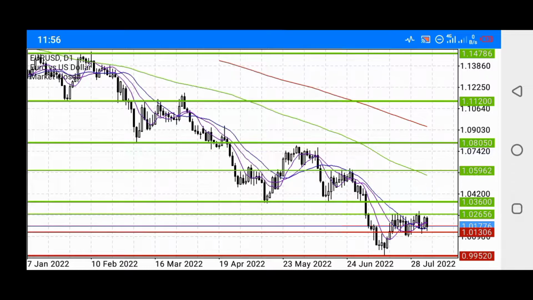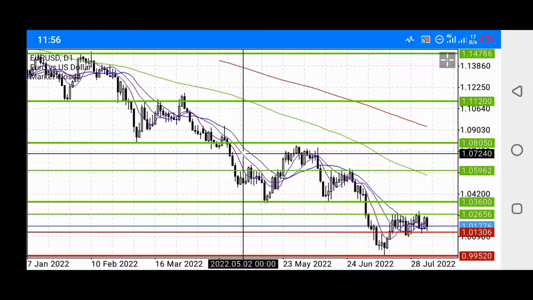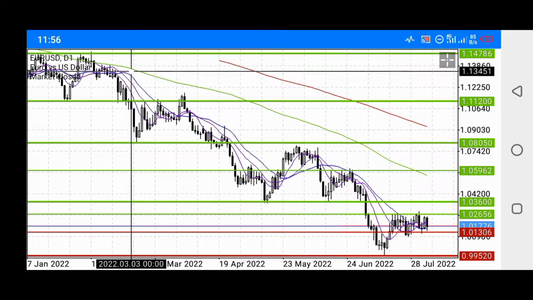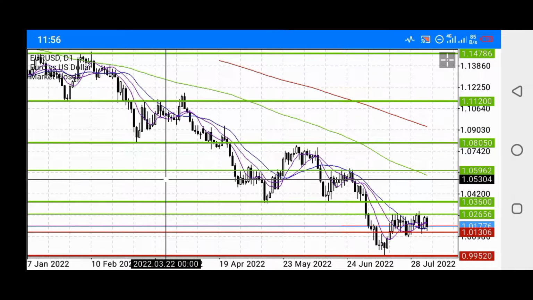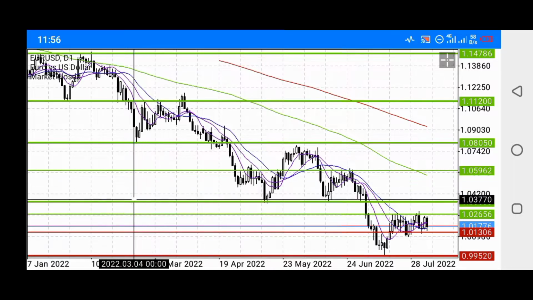So today's video I'm going to be analyzing the Euro USD, and as you can see, this is Euro USD in the daily time frame. I already marked key levels on Euro USD, so I'm going to explain these key levels. So let's start all the way from this period.